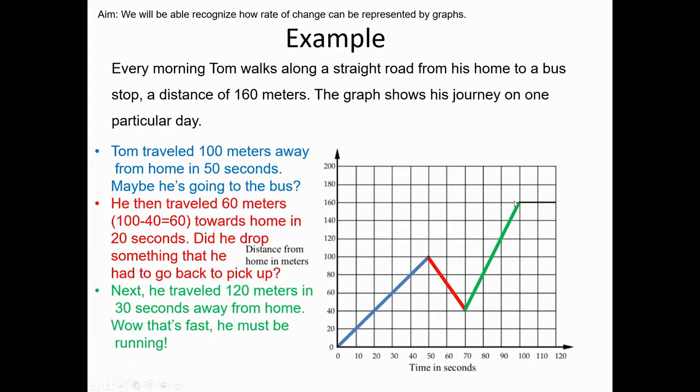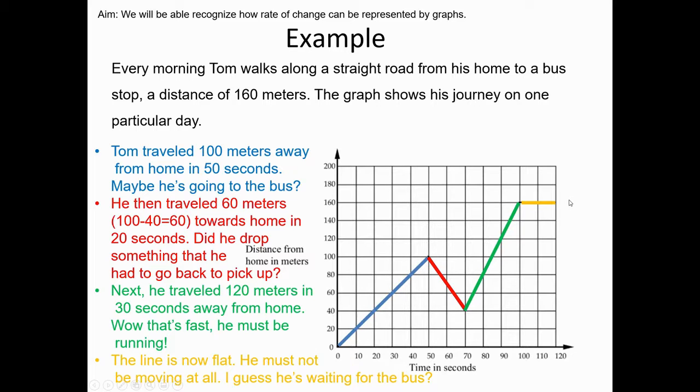Now, we also notice that for the last part, this yellow line, it's a flat line. There's no distance happening. So he must not be moving at all, which kind of makes sense. I mean, he's probably at the bus stop because it says the bus stop is 160 meters away, right? So he's at the 160 mark, and that makes sense.